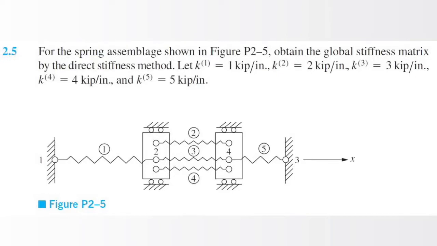All right, so let's go ahead and do problem 2.5. The problem reads, for the spring assemblage shown, obtain the global stiffness matrix by the direct stiffness method. They gave us the K values for each one: 1 kilopound per inch, 2, 3, 4, and 5. So it should be pretty straightforward. It looks crazy, but it's really not. You'll see why. Let's get started.